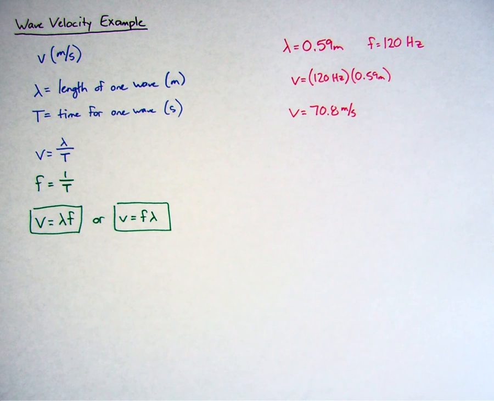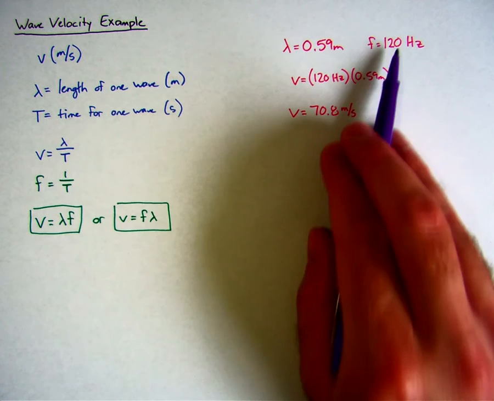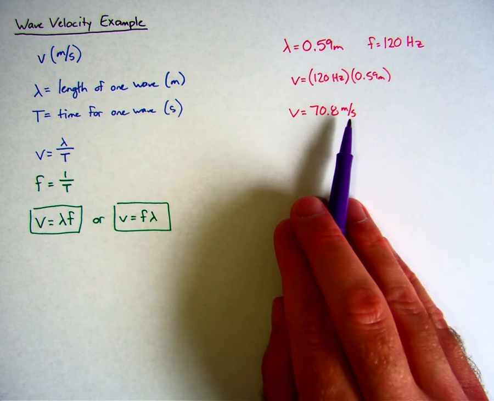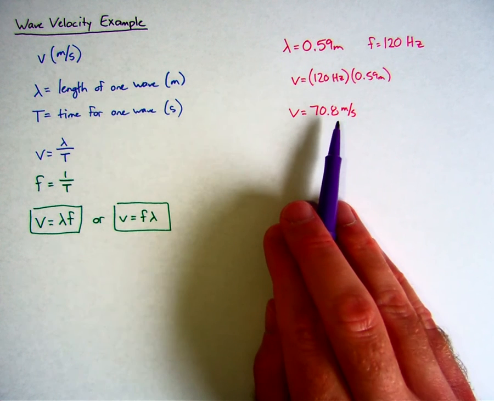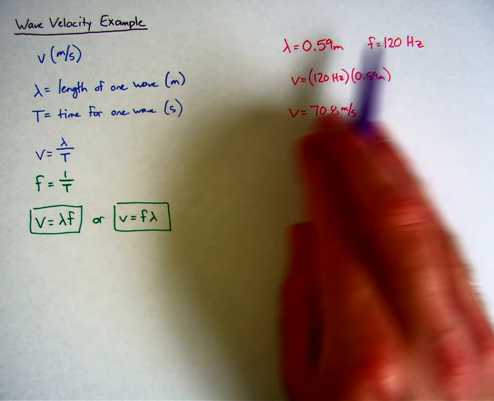Now, what I was trying to mention to you is that the only thing that really can change here, if you're talking about a fixed medium, are the wavelength and the frequency. The velocity will remain 70.8 meters per second. So what that means is that if you were to change this wave, this velocity would remain the same. These two values would have to change.